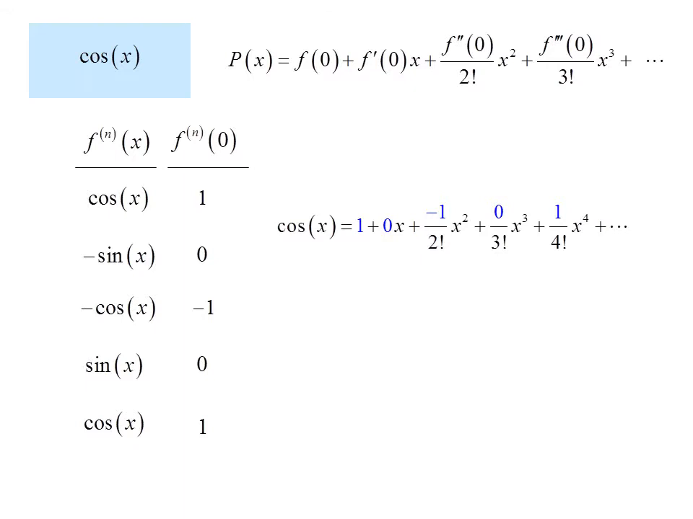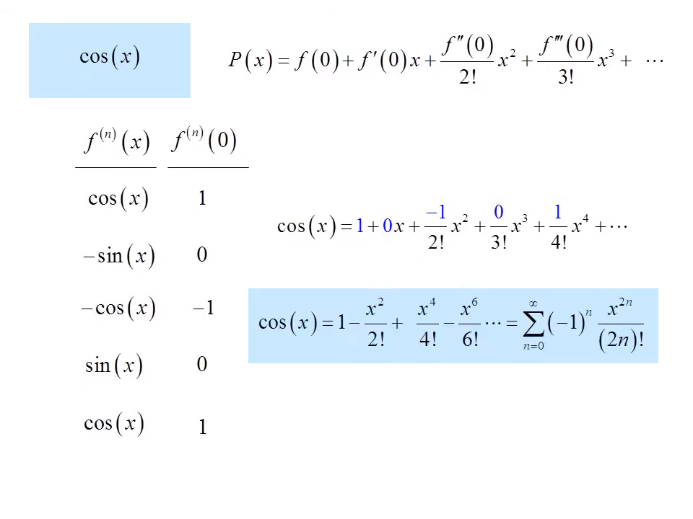Every other term, the ones with 0 coefficients, cancels out, giving us cosine x equals 1 minus x squared over 2 factorial plus x to the fourth over 4 factorial minus x to the 6 over 6 factorial equals the summation from n equals 0 to infinity of negative 1 to the n times x to the 2n over 2n factorial.